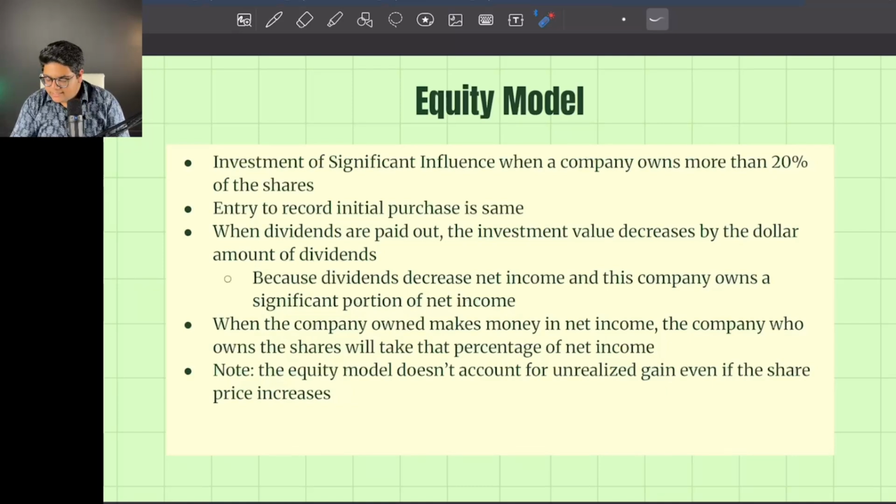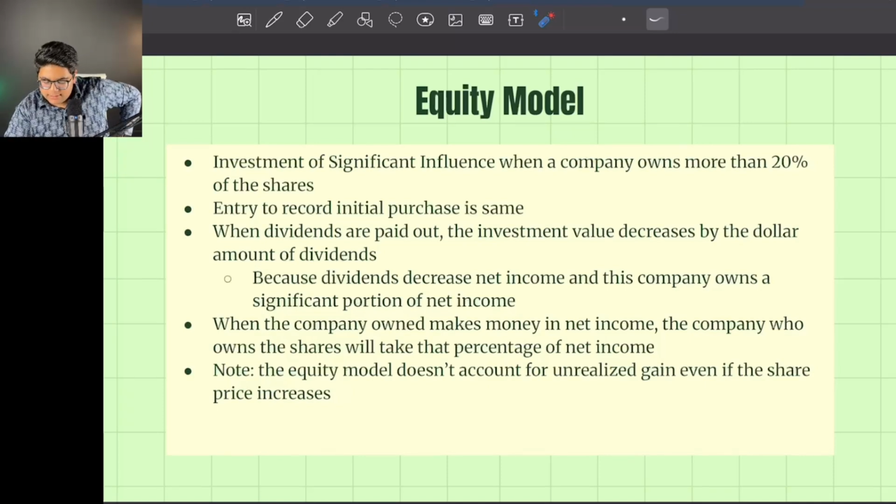But when dividends are paid out, the investment value decreases by the dollar amount of the dividends. So because the dividends decrease net income, as I explained in chapter 3, the company now owns a significant amount of the net income. And because the dividends decrease net income, when we record a dividend as paid out, the net income decreases. So we decrease our investment value.